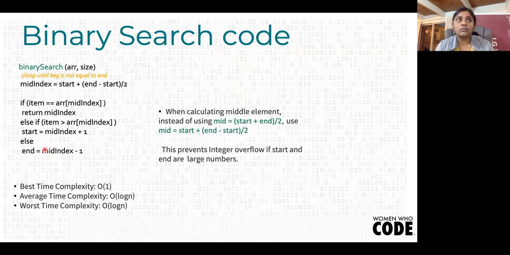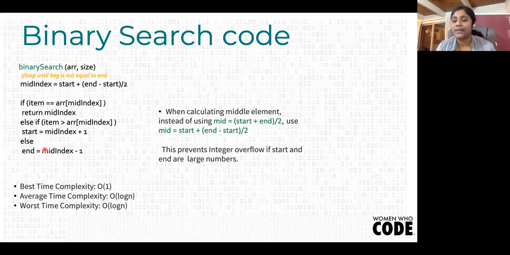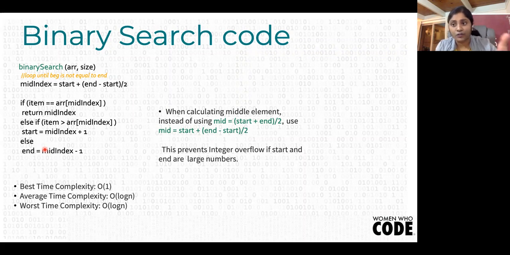So the best time complexity is O of 1. Let's say you have the middle element, and the middle element itself is the target. In that case, you found your target immediately. So the complexity would be O of 1. But in other cases, it's logarithmic of n, because let's say you're adding twice the amount of elements in your array. In that case, every time you're cutting the array into half, you're skipping half of the elements. So it would get reduced to logarithmic of n, whereas in linear search, it is O of n.